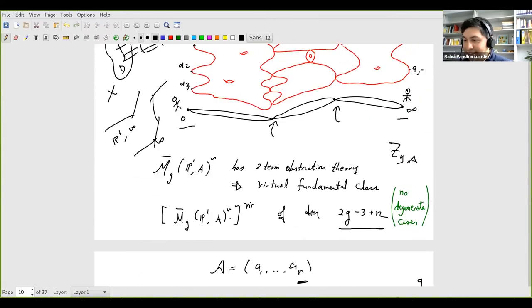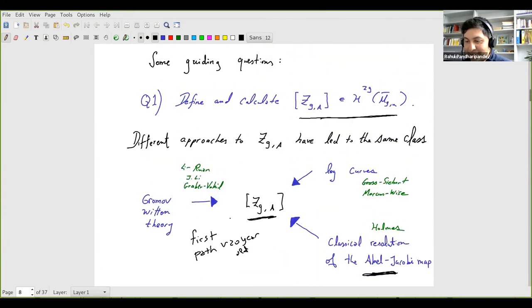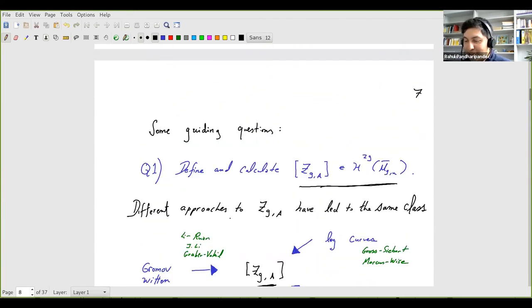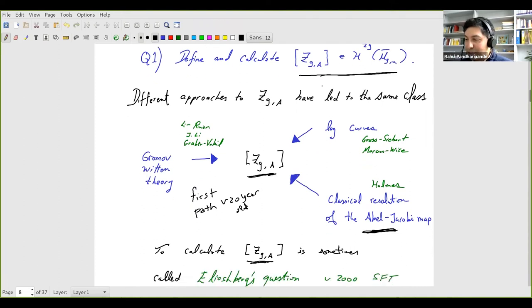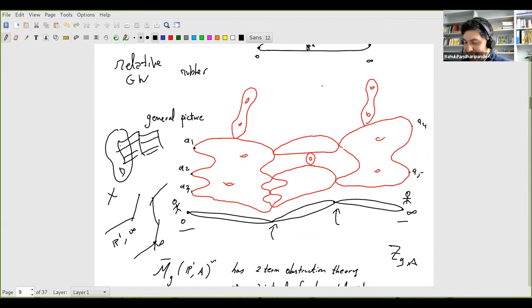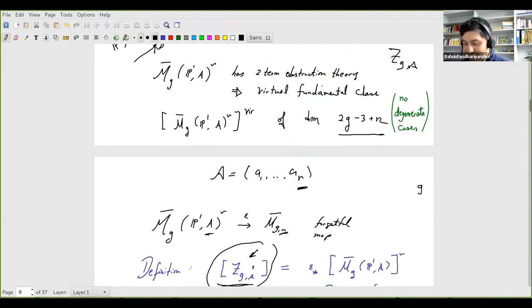I said that we're going to think about three questions here. So, some guiding questions for the talk. The first is to define and calculate this Abel-Jacobi cycle over the whole moduli space, and at least I've given you some sketch of the definition.